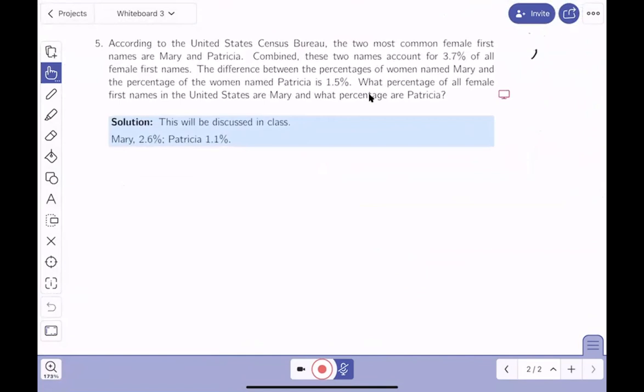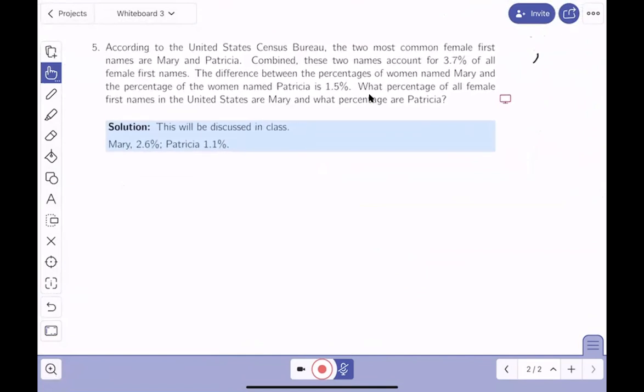Okay, so according to the United States Census Bureau, the most common female first names are Mary and Patricia. Combined, these two names account for 3.7% of all female first names. Whoa, this sounds like it's complicated. The difference between the percentage of women named Mary and the percentage of women named Patricia is 1.5%. What percentage of all female first names in the United States is Mary?